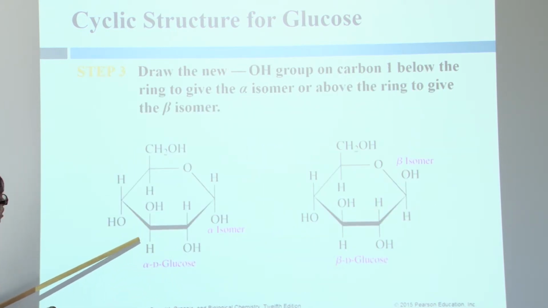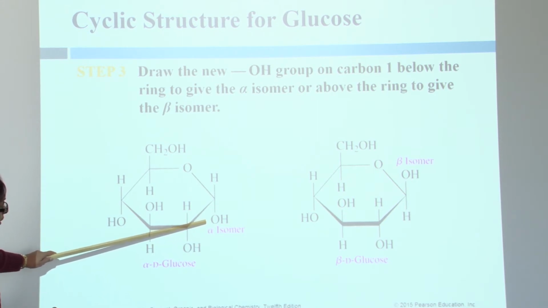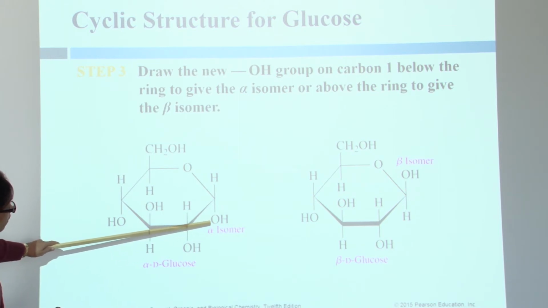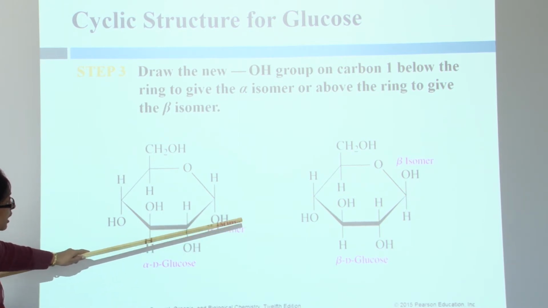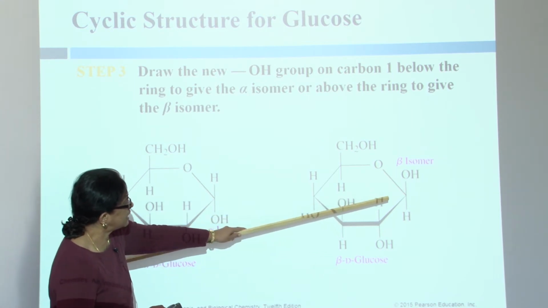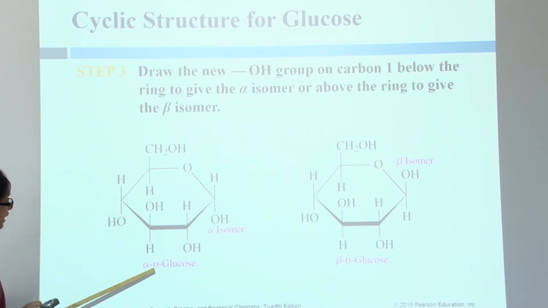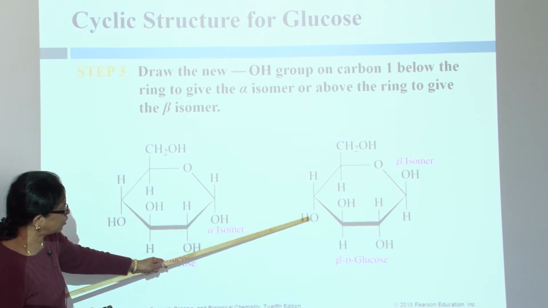Now once we set up the structure, the OH group can either be above or below the ring. When the OH is below the ring, you have an alpha isomer. When the OH is above the ring, you have a beta isomer. And both are D-glucose because of the arrangement here. The OH on carbon 4 is to the right. So these are D isomers.